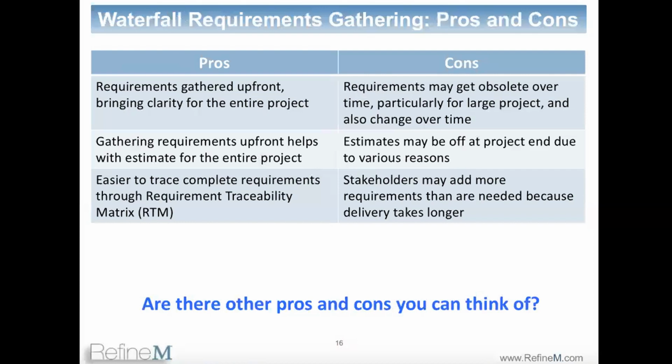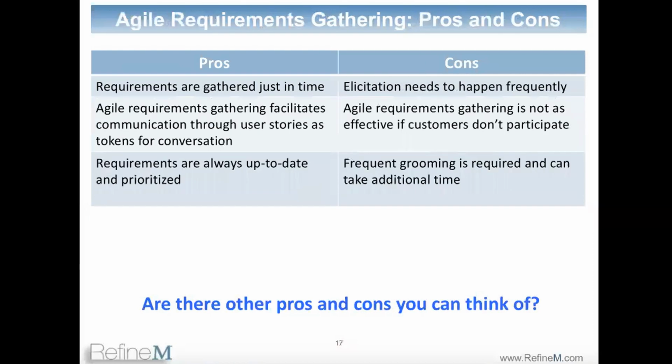So you can see what are the good things about Waterfall requirement gathering, and what is the downside. And most of you may be familiar with these. So let's move on to the Agile part. What are the pros and cons of doing Agile requirement gathering?